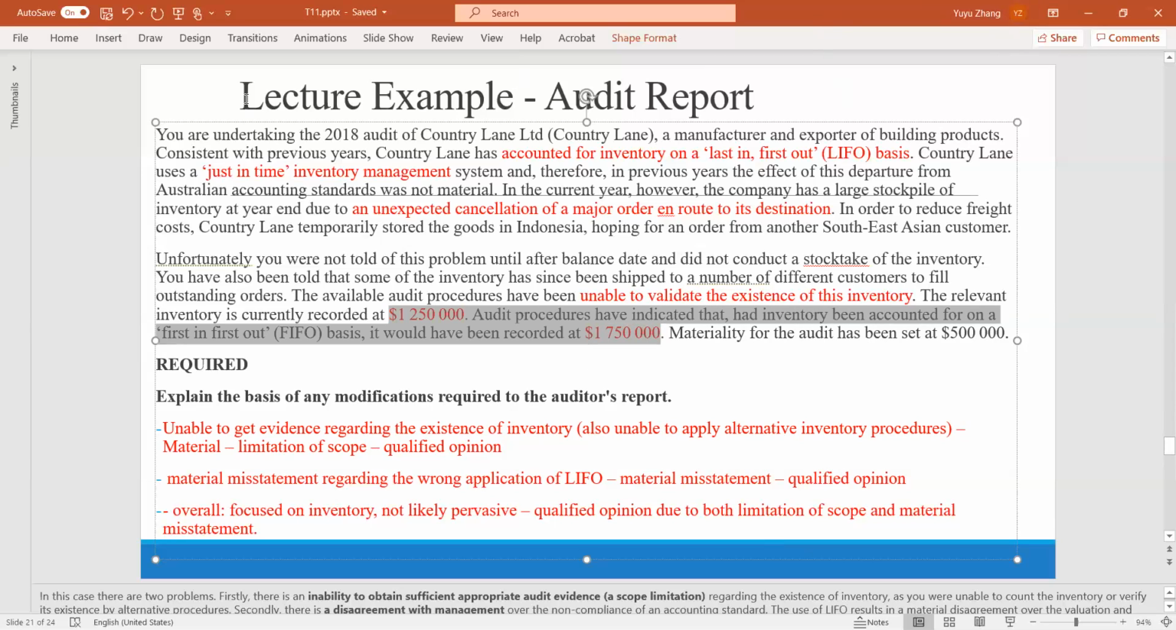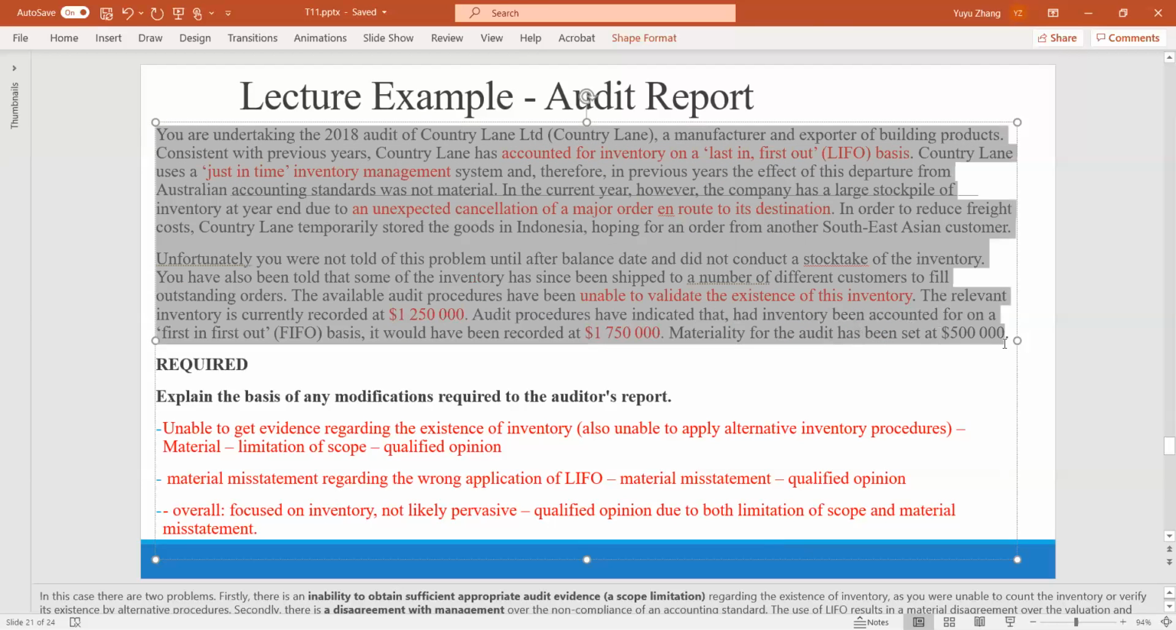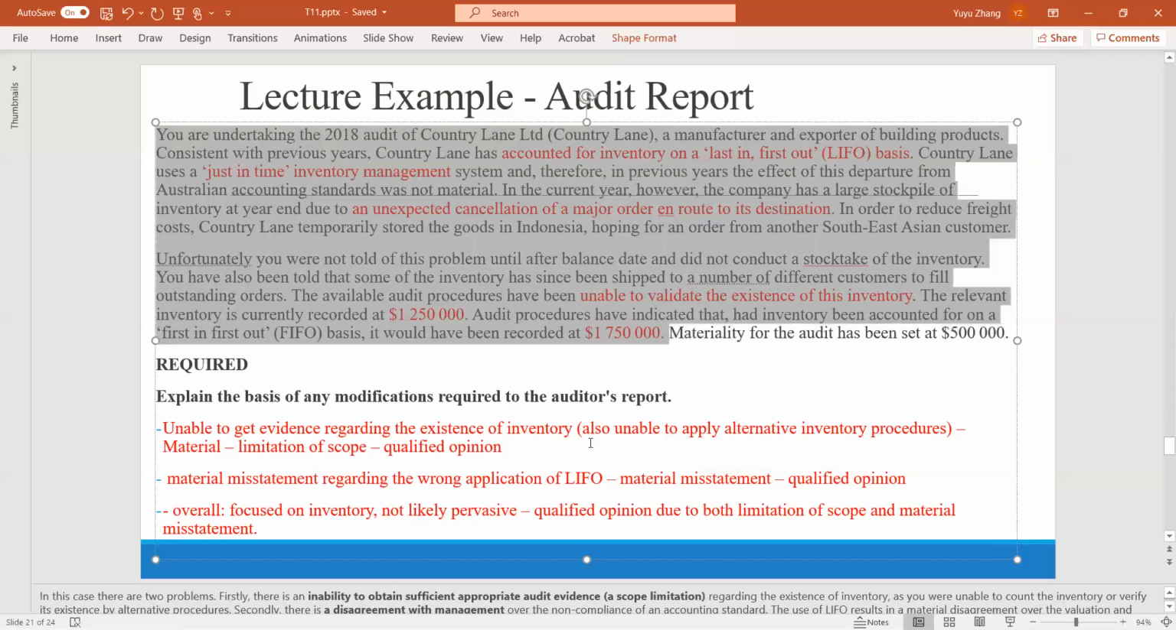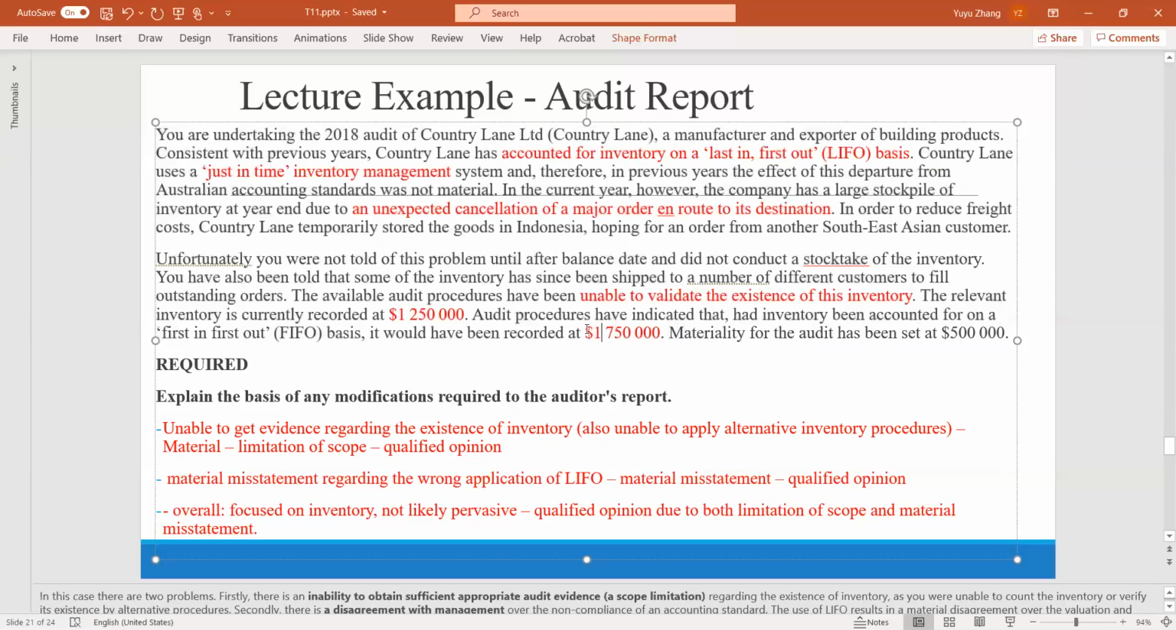But if you are given, for example, in the question, that the total assets is actually $2 million, then the inventory account will be one of the ultimately important, significant accounts in this company. And also the potential misstatement will be pervasive in this case. Yeah. So by quantity, by percentage, I think over 50% misstatement could be argued as pervasive. Over 50% by percentage could be argued as pervasive. Okay.